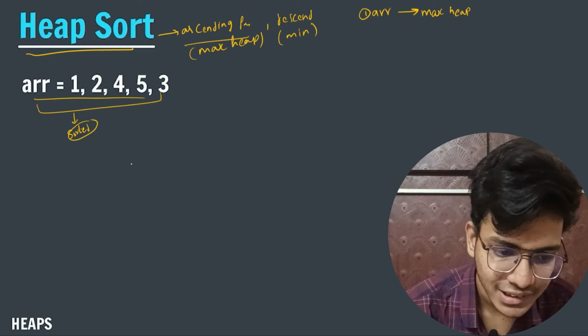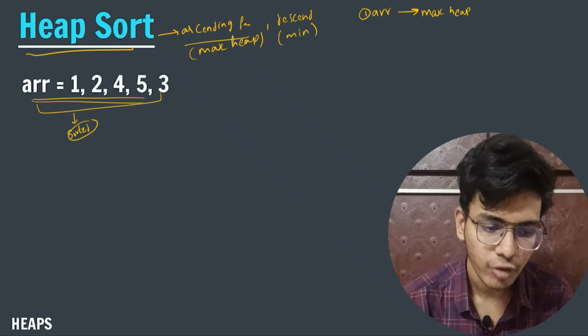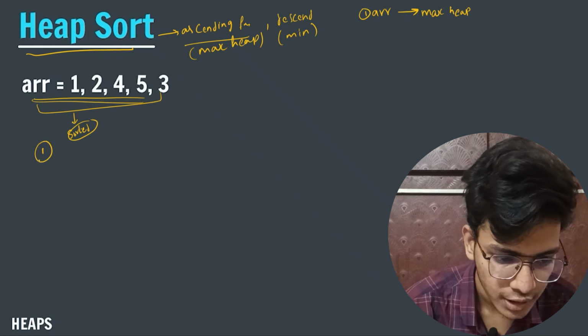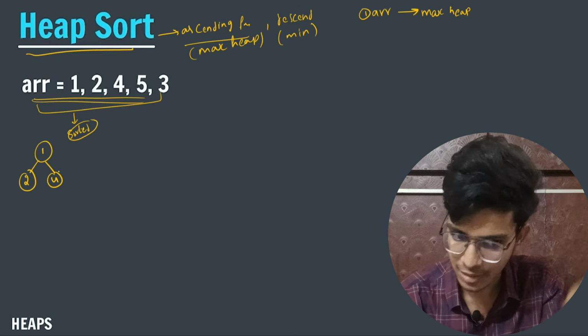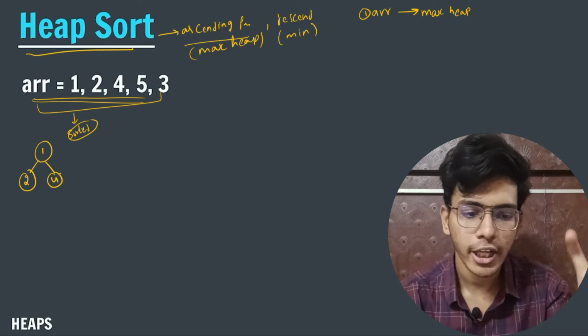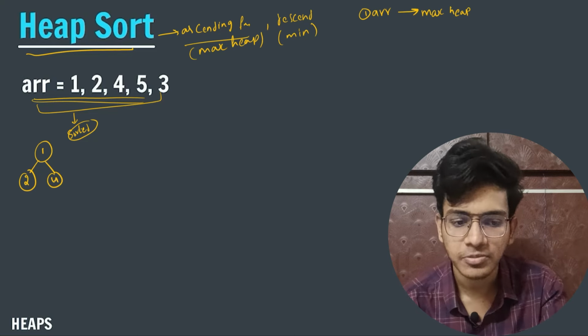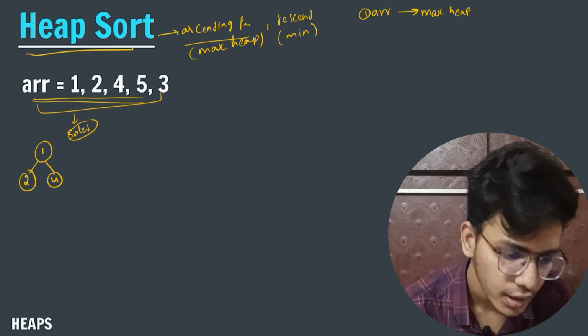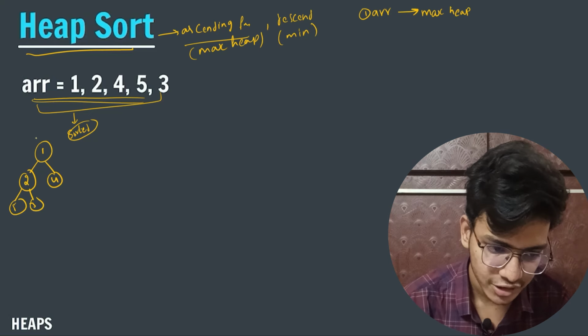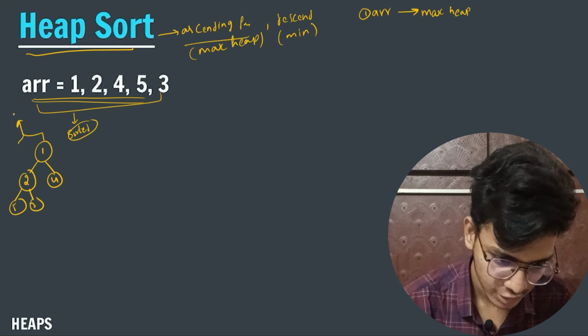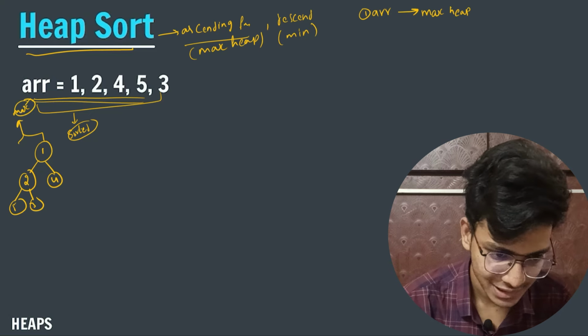So let us visualize this given array in a binary tree format. So 1 will come here, after that 2, after that 4. This is how we will visualize a given array in binary tree format, right? For the concept of heaps, this is how we will visualize it. Okay, after that 5 will come here, after that 3 will come here. So you can see that this given structure is not a max heap.